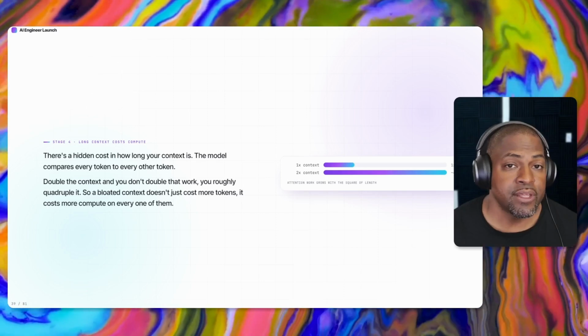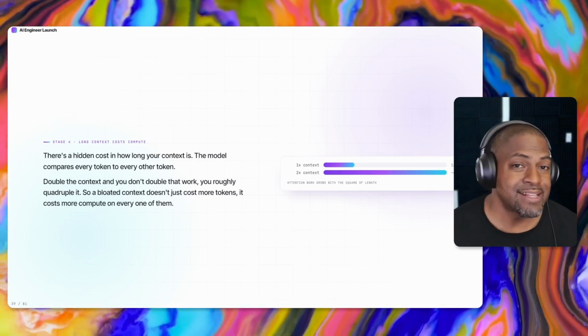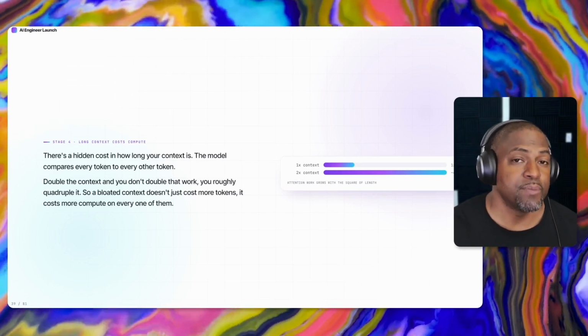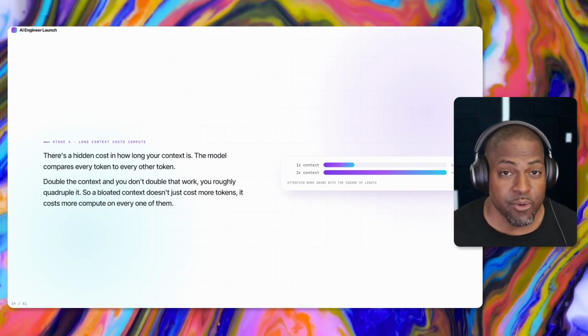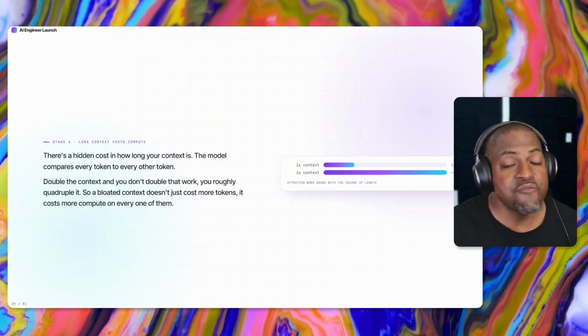The model compares every token to every other token. Double the context and you don't double the work. You roughly quadruple it, because it scales with the square of the length. A double context doesn't just cost more tokens, it costs more compute on every single one of them.